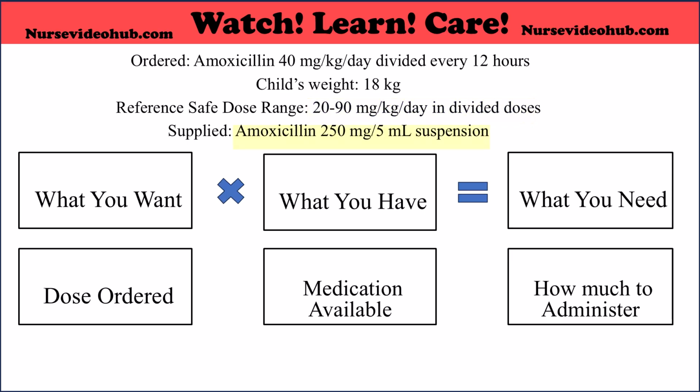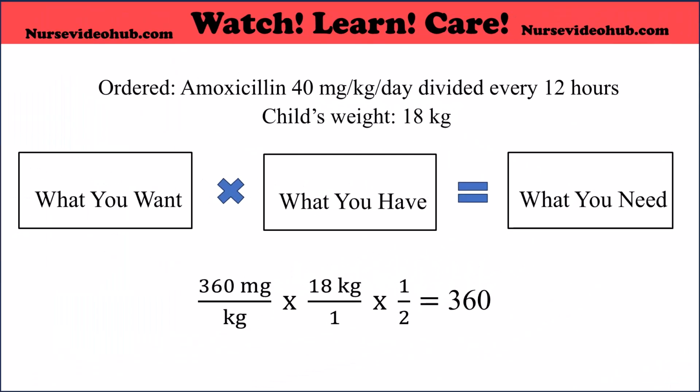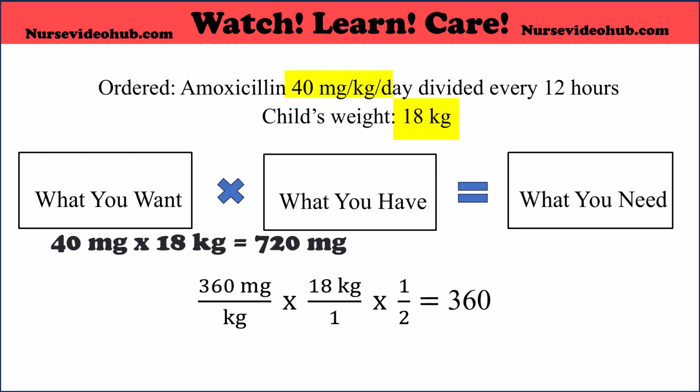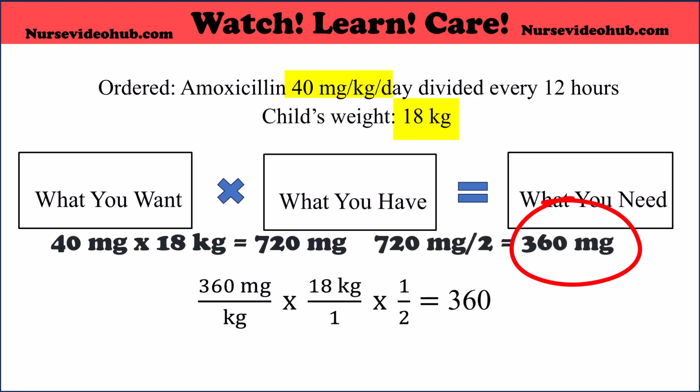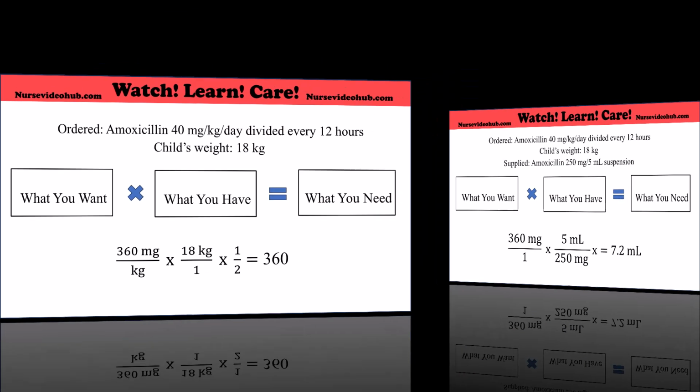The supply is amoxicillin 250 milligrams for every 5 milliliter suspension. This is a weight-based dosage. Calculate the patient dose based on the patient's weight of 18 kilograms. 40 milligrams times 18 kilograms equals 720 milligrams, divided by 2 doses equals 360 milligrams per dose.